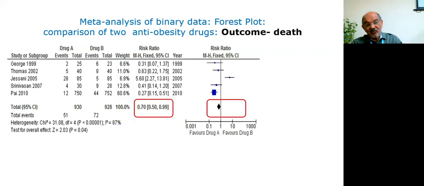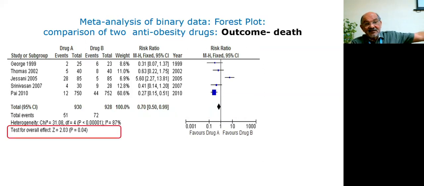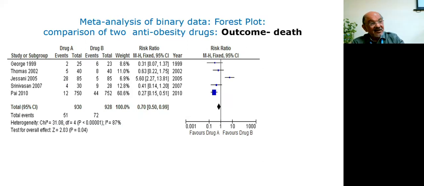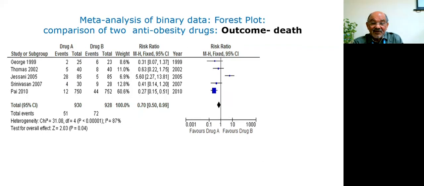The pooled effect estimate tells you what? Drug A versus drug B. Drug A reduces the risk of death by 30%. It could be as good as 50%, but it could be as little as 1%. Is it statistically significant? Yes. P is 0.04. If it goes to 1, it will become P 0.05. Statistically significant, but clinically we don't know. So that's how you interpret the results of a forest plot.